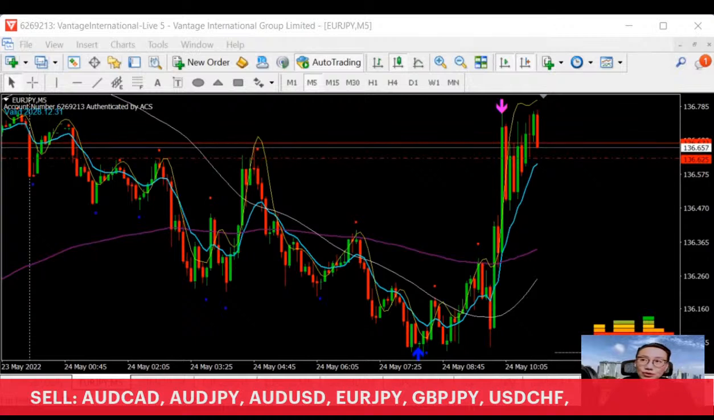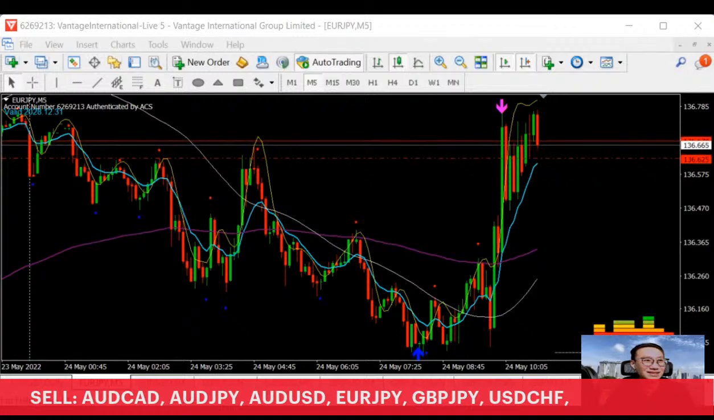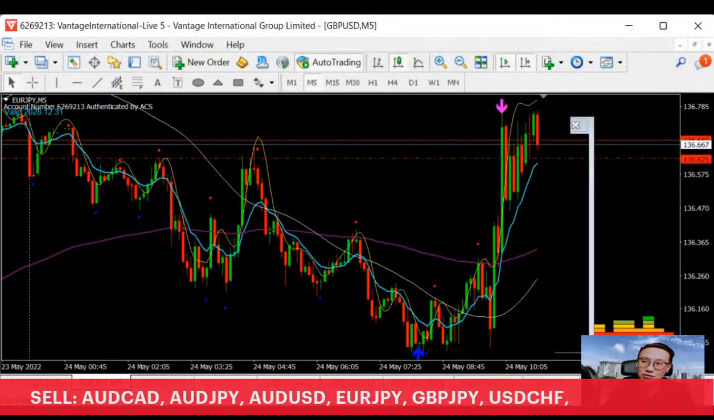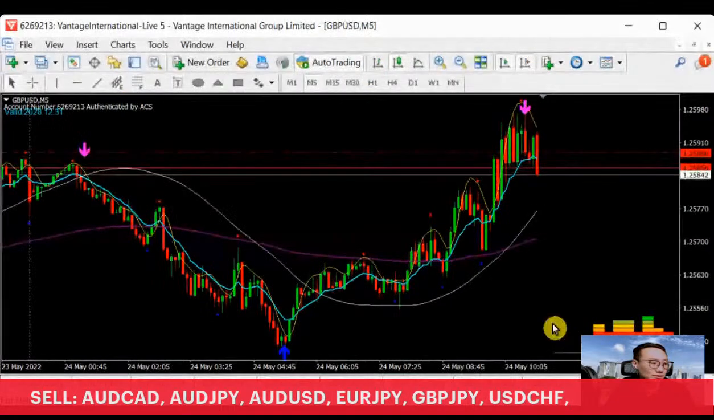So let's see, euro yen is coming back to retest again. It's coming back to retest the previous resistance to become a support. So just be cautious about this. And let's take a look at pound dollar. Pound dollar is selling down.